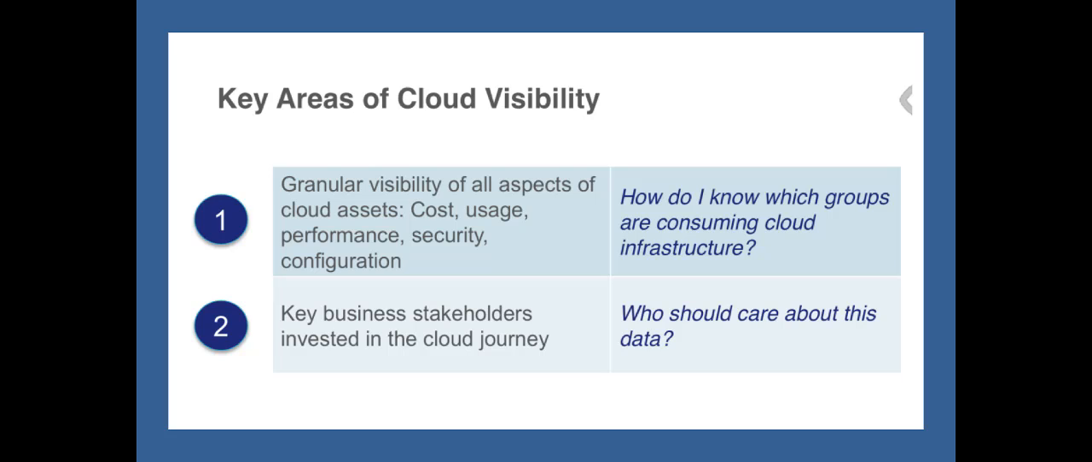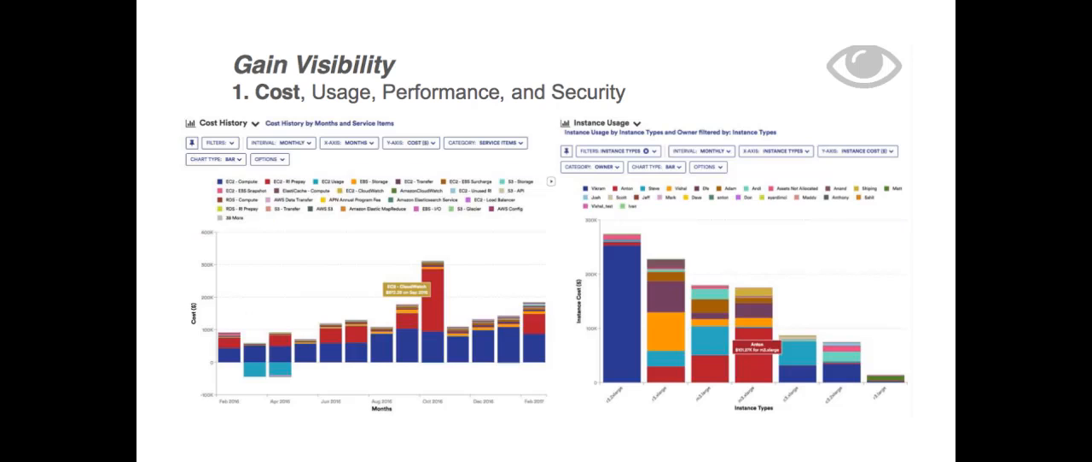The key areas of cloud visibility are: how do I know which groups are consuming the cloud? Which people in my organization, which departments are consuming the most spend? Who should care about this data? In general, it's going to be your key business stakeholders, the heads of the departments, your CFO, even your CEO is going to care. We can generate simple reports showing both the technologies that are being used and their spend levels, and also what people and groups are using which technologies and how much they're spending.